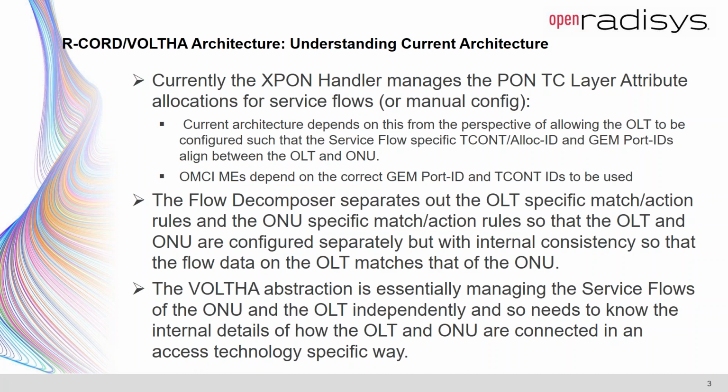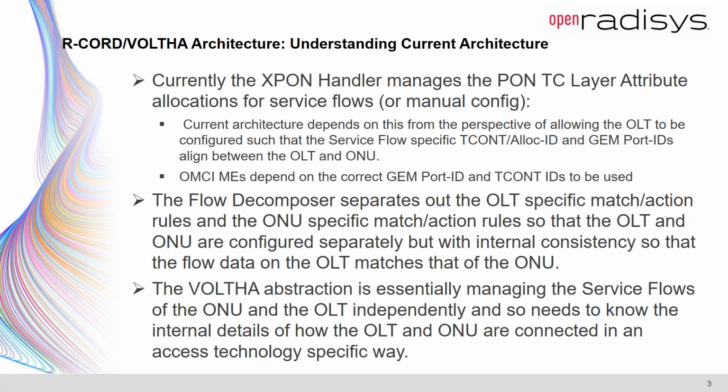So basically, this is a few bullet points around what's currently going on in the current architecture, from my understanding anyway. Currently, XPON handler manages the PON TC layer attribute allocations for service flows, or you can manually set those values that you want to use. So the current architecture depends on the centralized allocation from the XPON handler, since the OLT and the ONU parts of the system have to have the same ALLOC IDs and GEMPORT IDs that are used on the PON itself.